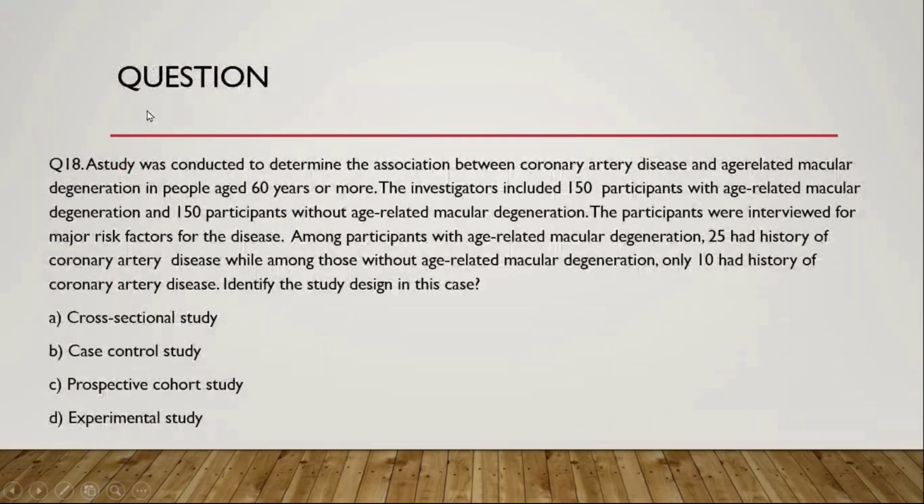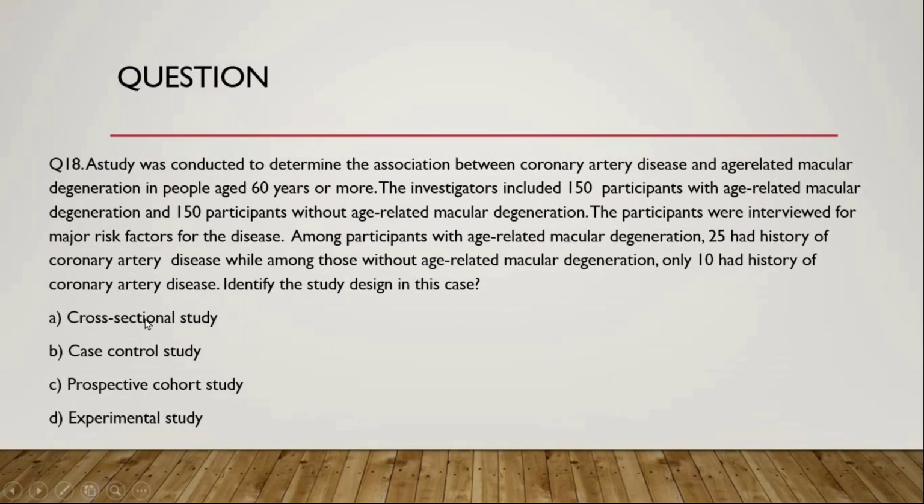Next question. A study was conducted to determine the association between coronary artery disease and age-related macular degeneration in people aged 60 years or more. The investigator included 150 participants with age-related macular degeneration and 150 participants without age-related macular degeneration. The participants were interviewed for major risk factors for the disease. Among participants with age-related macular degeneration, 25 had history of coronary artery disease, while among those without age-related macular degeneration, only 10 had history of coronary artery disease. Identify the study design in this case.